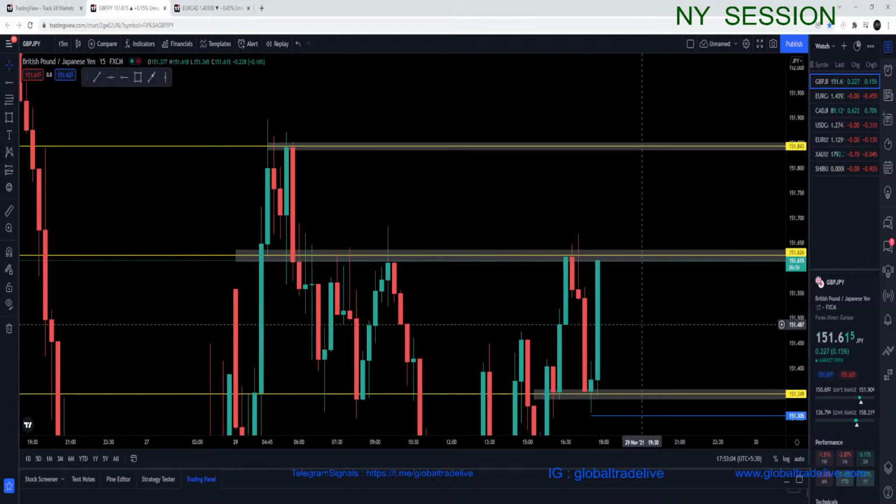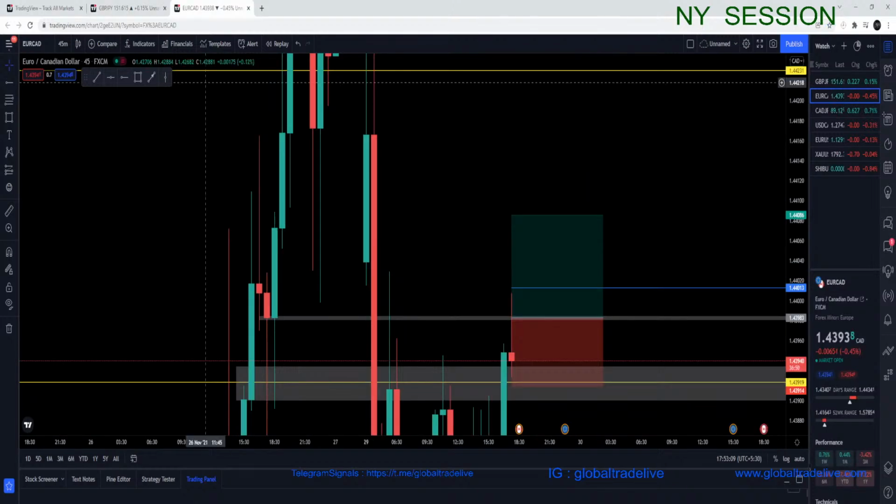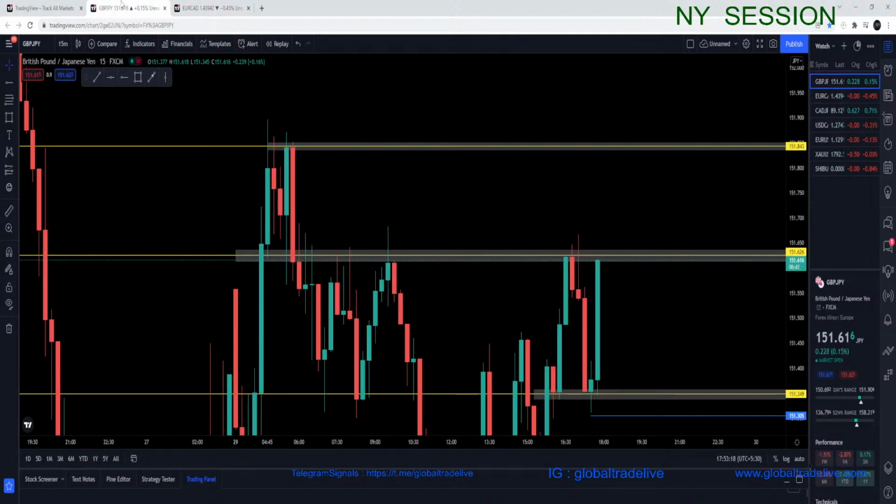Oh, GBP is now moving all the way up. It didn't break the low, it just went all the way up. So that's why EuroCAD is rejecting this area, because GBP is moving up. Let's wait for 6 more minutes for this candle to close.